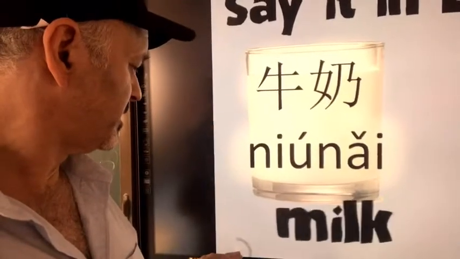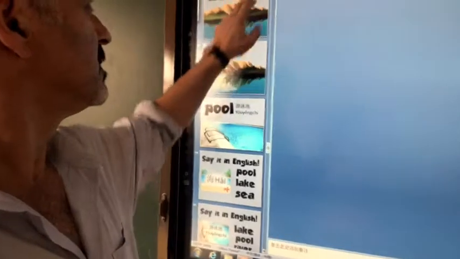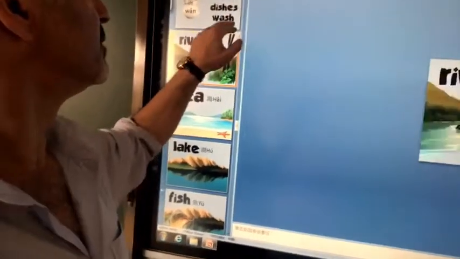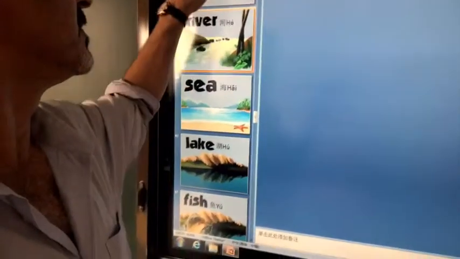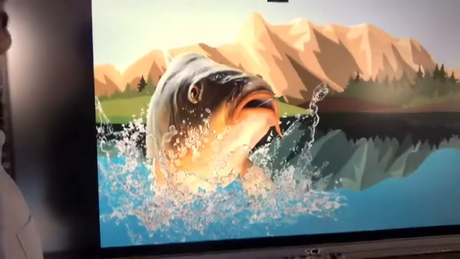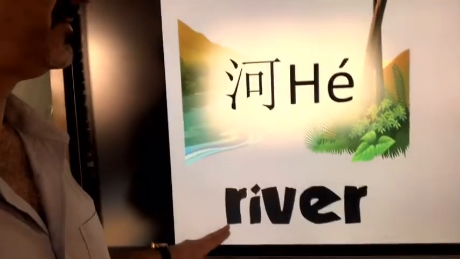Go through these slides, and then I introduce the bodies of water. For this lesson, I decided to go with bodies of water and a prepositional phrase. And just kind of go through river, sea, lake, fish. I should probably move that fish to after pool. And you say it in English. Review what we just went over.